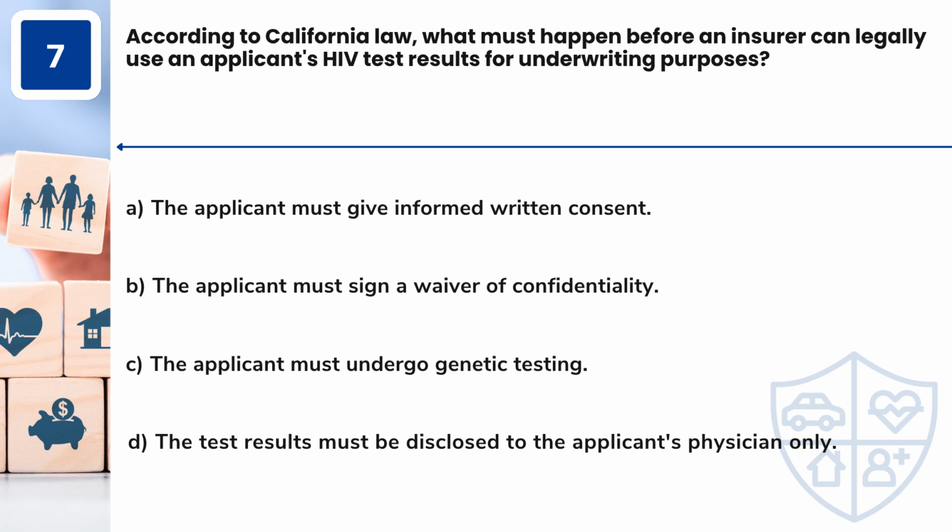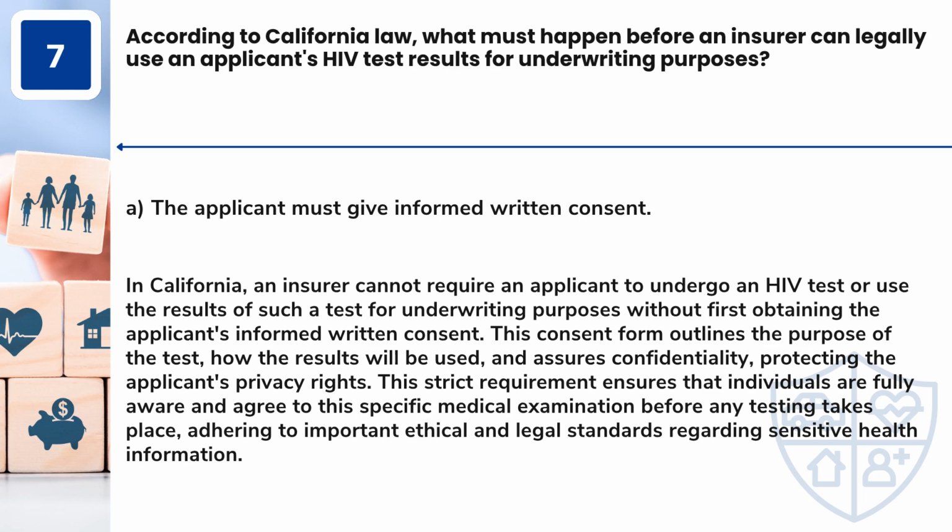for underwriting purposes? A. The applicant must give informed written consent. B. The applicant must sign a waiver of confidentiality. C. The applicant must undergo genetic testing. D. The test results must be disclosed to the applicant's physician only. Answer: A. The applicant must give informed written consent.